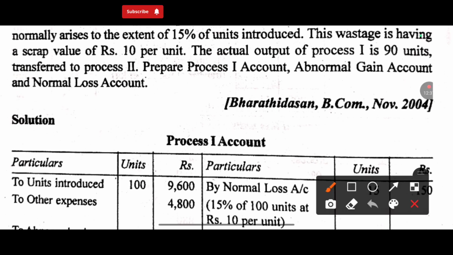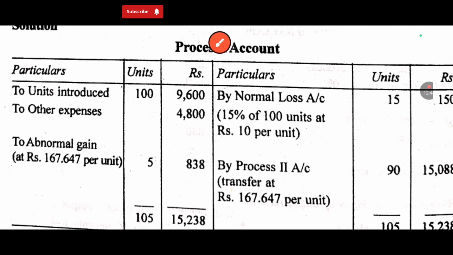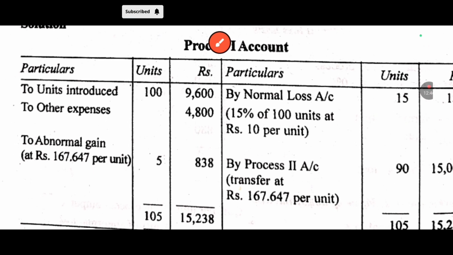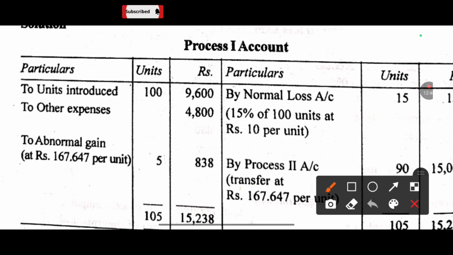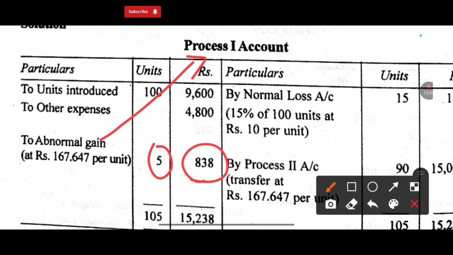Now we are going to prepare the separate account for abnormal gain account. Before you prepare the abnormal gain account, where is abnormal gain located on process 1 account? Abnormal gain account 5 units and 835 rupees. That means the value is located on debtor side of the process 1 account. Now it is to be transferred to creditor side of the abnormal gain account.